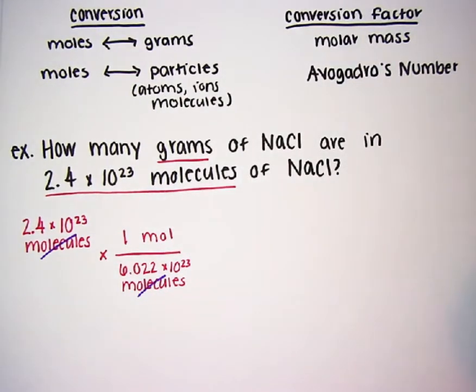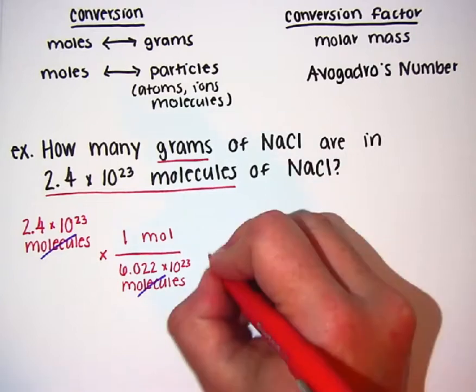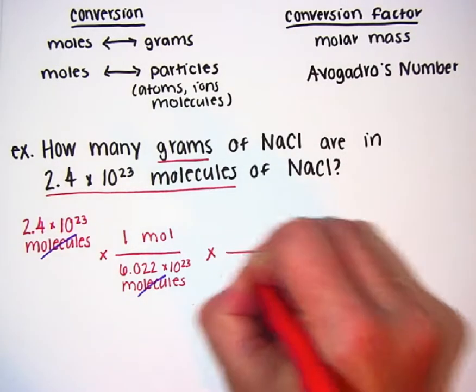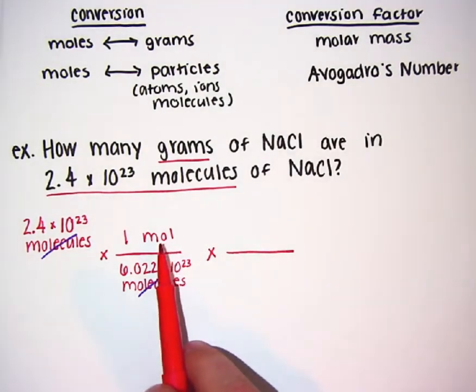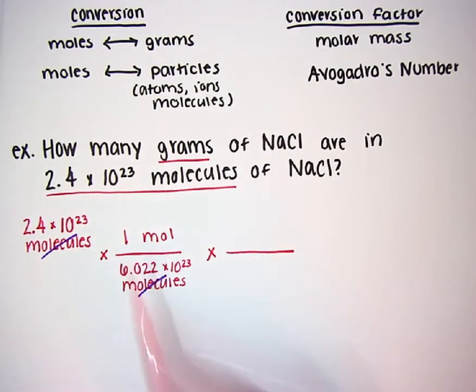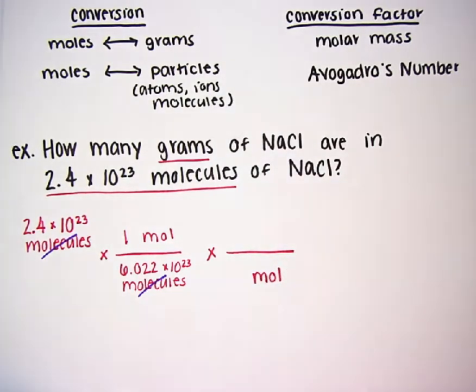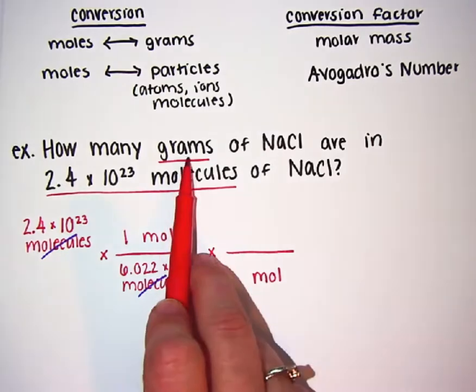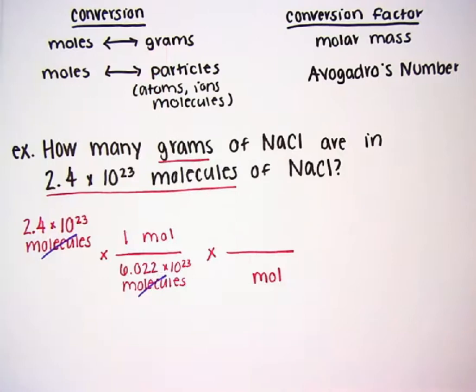If I were to stop and solve this problem, this would give me moles, but I don't want the number of moles, I want the number of grams. So I'm going to add a second step. Again, think about where your units go to cancel. If I have moles in the numerator, I need moles to go in the denominator so it cancels. I'm at moles and I'm solving for grams. If I'm converting between moles and grams, I need the molar mass.